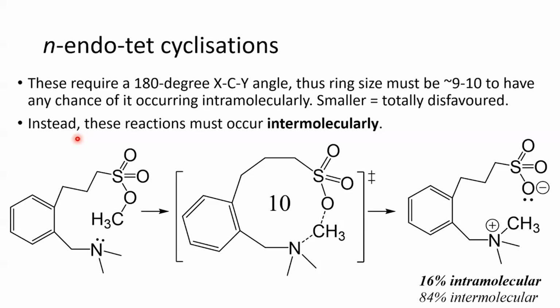Now, moving on to N-endo-tet cyclizations. These are going to require a 180-degree angle between the nucleophile and the atoms whereby the bond is going to break. We covered this earlier in the example. You basically need a ring size of at least 9 or 10 for any intramolecular reaction to occur. So typically these instead occur intermolecularly.